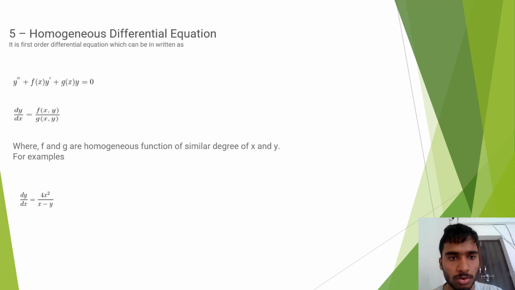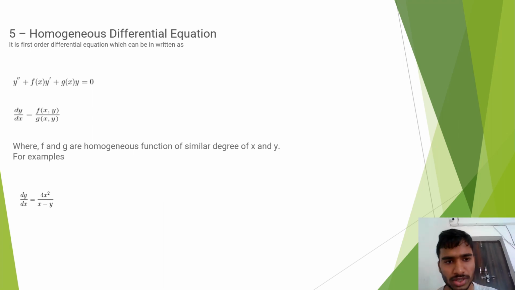Now let us look at the homogeneous differential equation. It is a first order differential equation which can be written as y double dash plus f of x y dash plus g of x y is equal to 0, or dy by dx is equal to f of x comma y by g of x comma y, where f and g are homogeneous functions of similar degree of x and y. For example, dy by dx is equal to 4x square by x minus y.